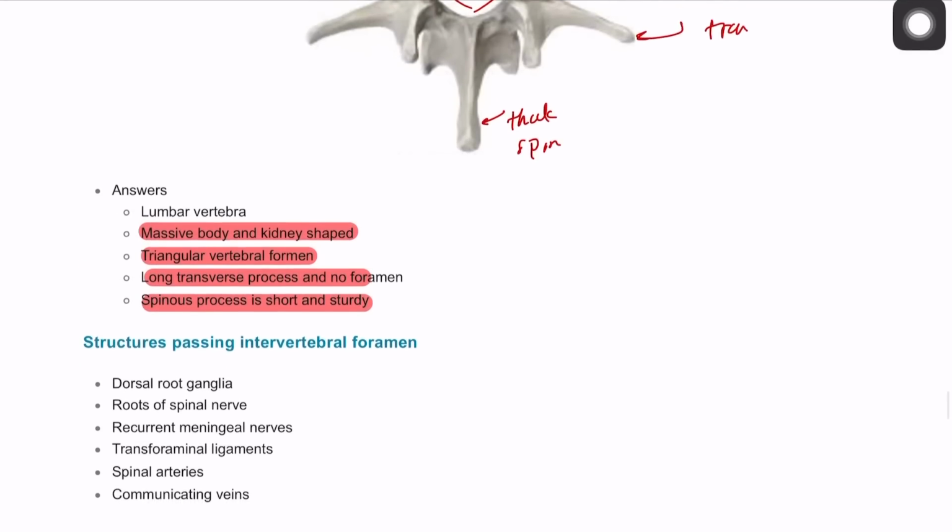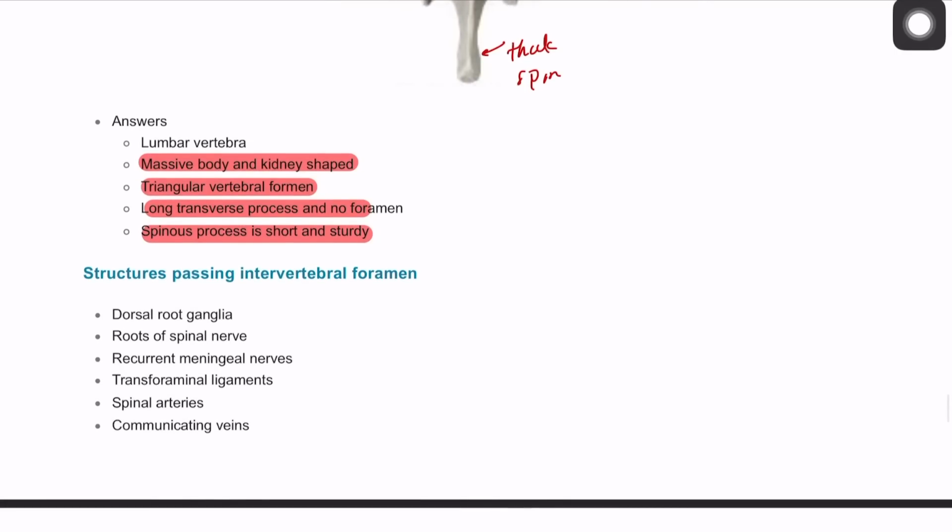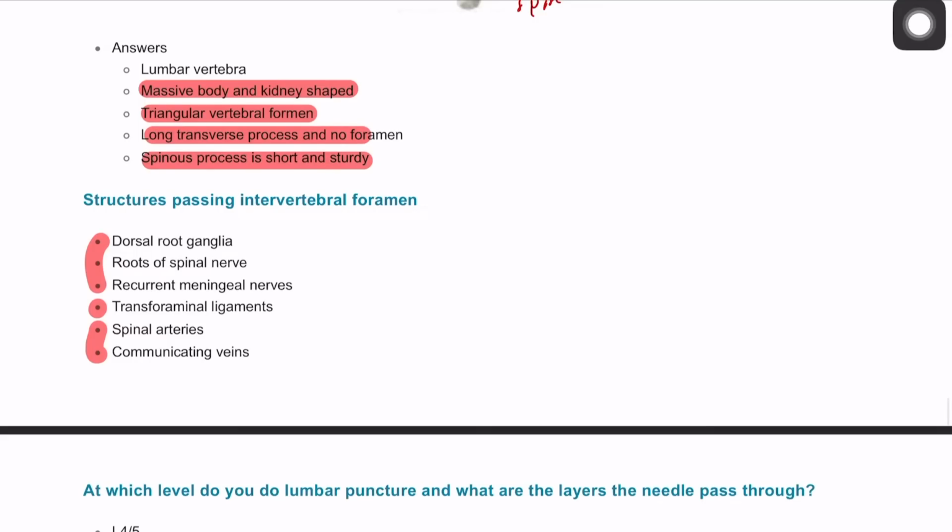What structures pass through the intervertebral foramen? Here you have 3 nerves, a ligament, and 2 vessels as well. The nerves are the dorsal root ganglia, roots of spinal nerves, and the recurrent meningeal nerves, and also the transforaminal ligaments, spinal arteries, and communicating veins.